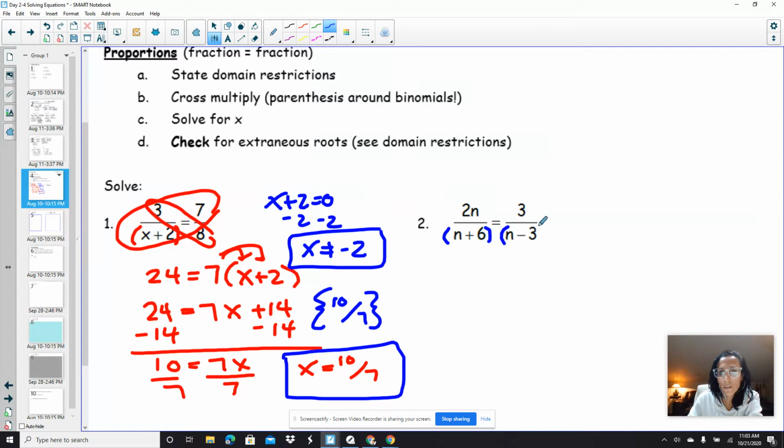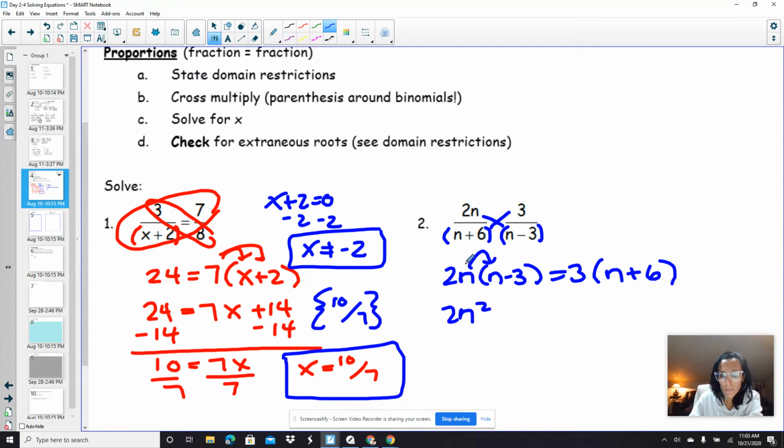Parentheses around your binomials, cross multiply. And just basic algebra now. Distribute. Distribute. Do not forget to distribute to both terms. It's such a common mistake. Easily avoidable if you do these little arrows. Okay. Now what I do notice is that I have a squared variable here. What that means is quadratic: set equal to 0, factor, and solve.